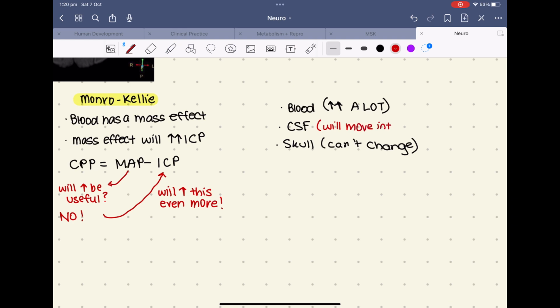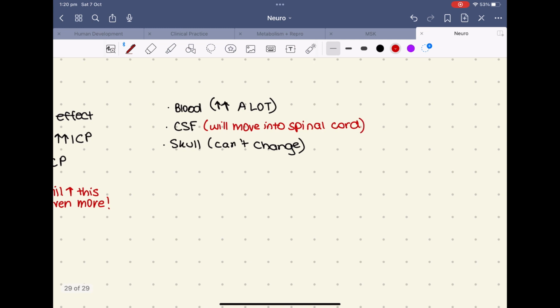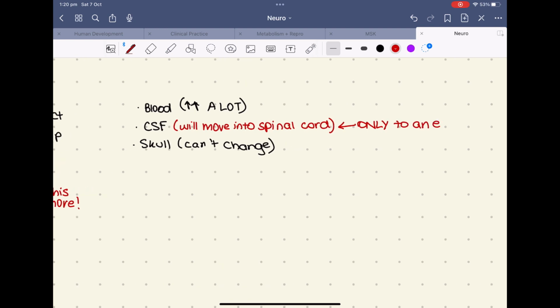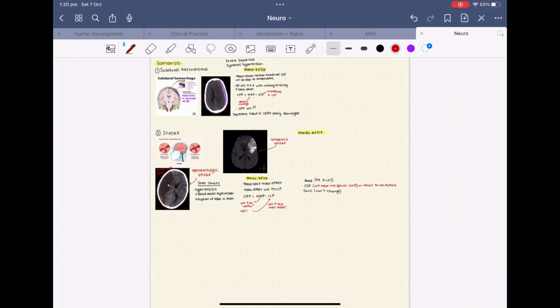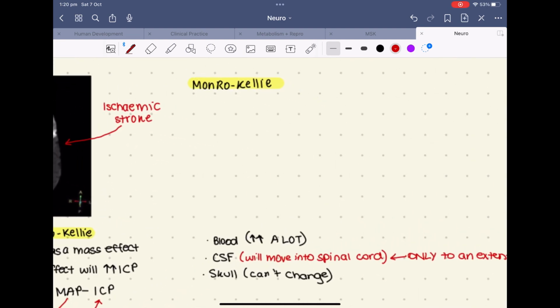But cerebrospinal fluid cannot just disappear. So instead it's going to shift. And it's going to shift down into the spinal cord. But this decrease in the volume of cerebrospinal fluid can only happen to a certain extent because it's still imperative that we have some in the brain. So unfortunately, there comes a point of no return where the mean arterial pressure has increased to such an extent that we can no longer compensate in this way.